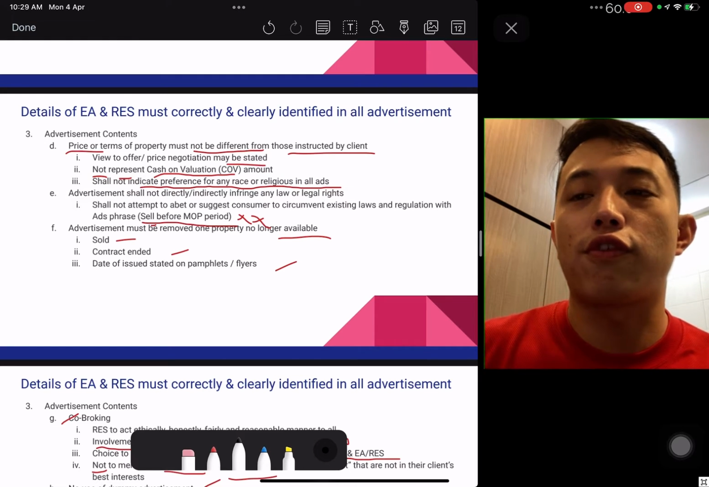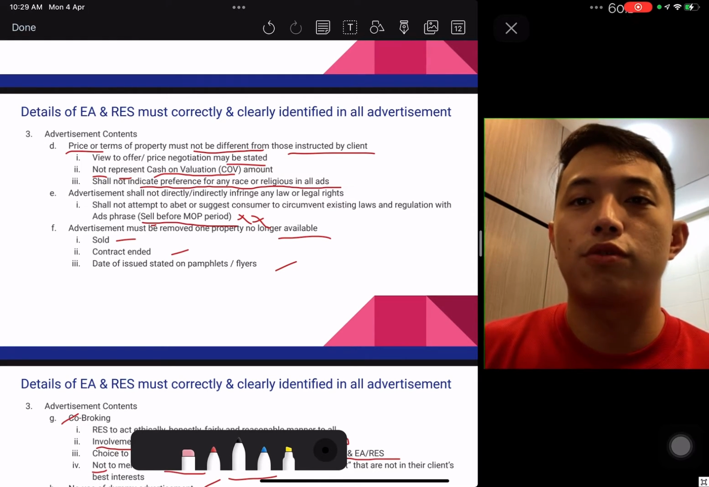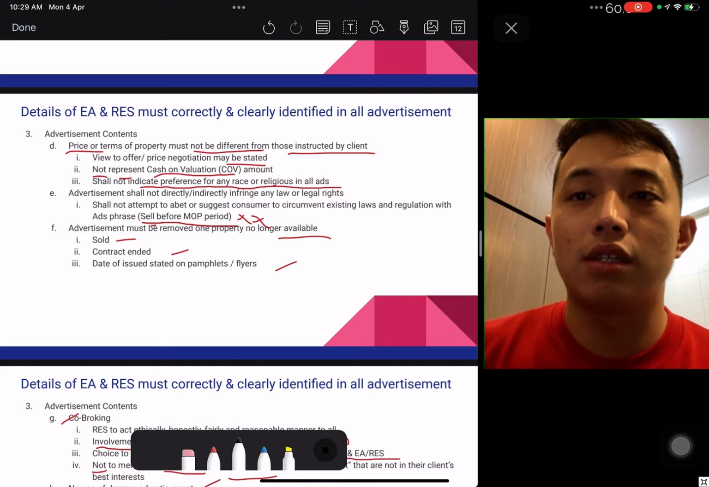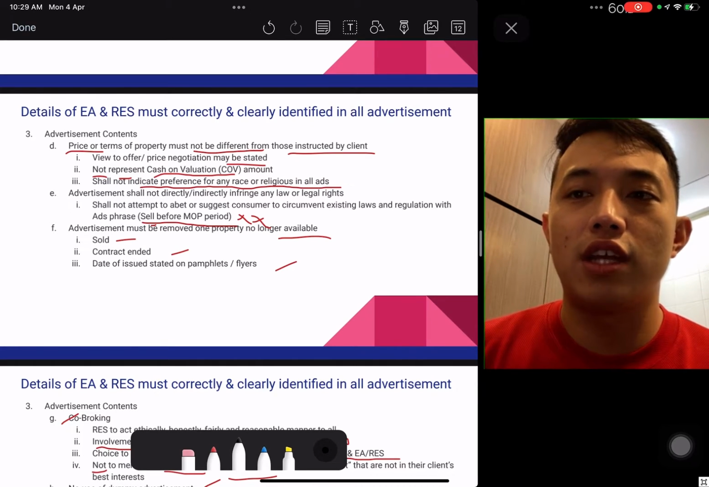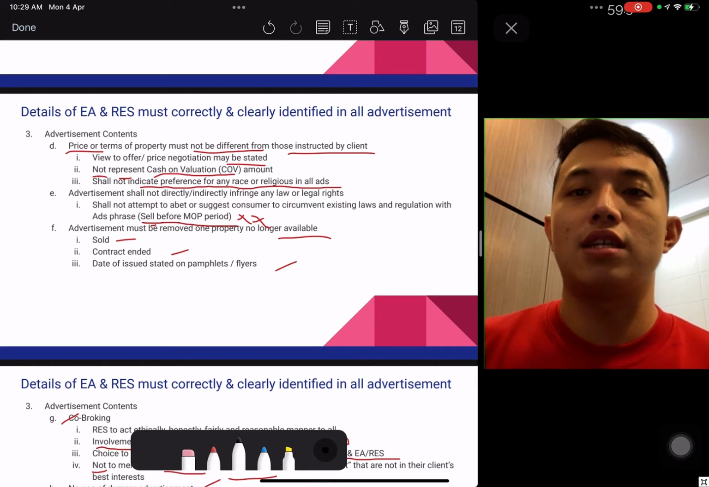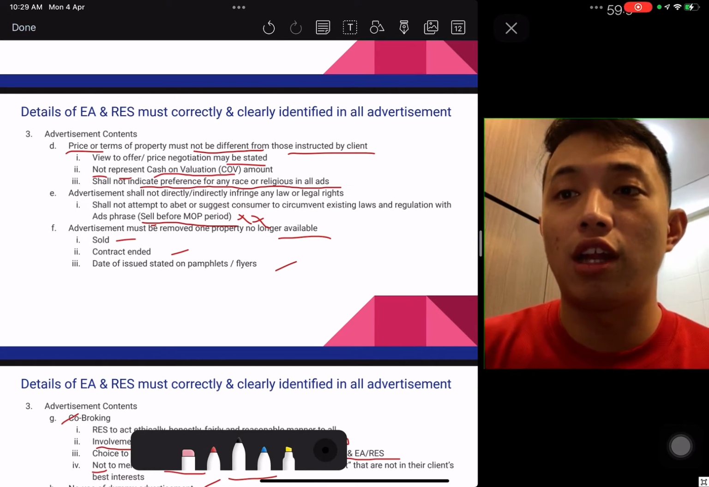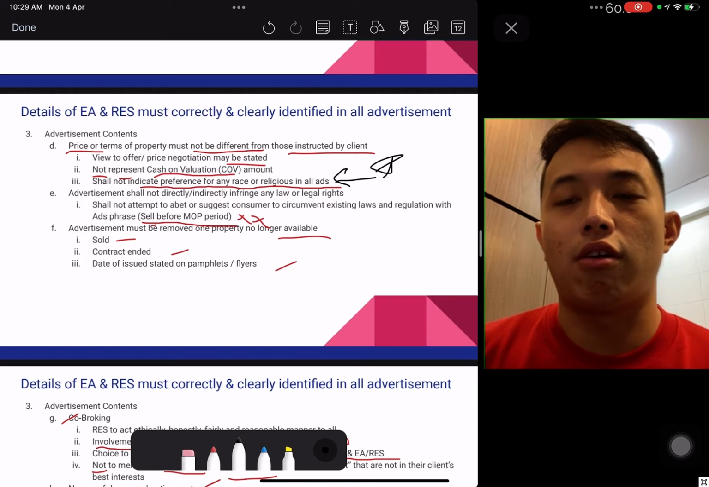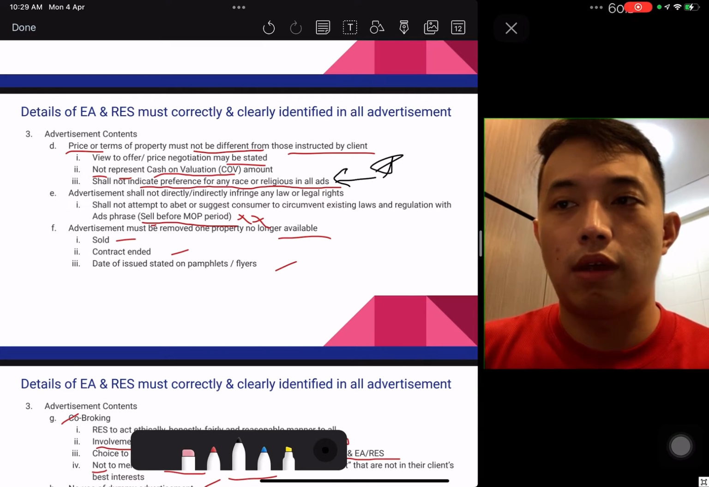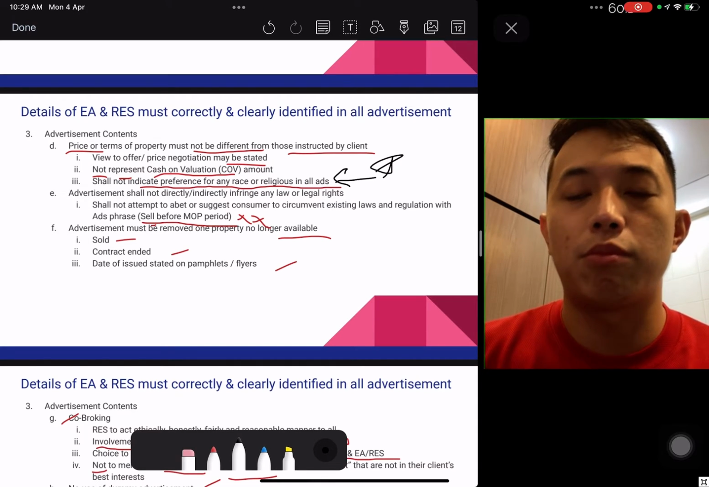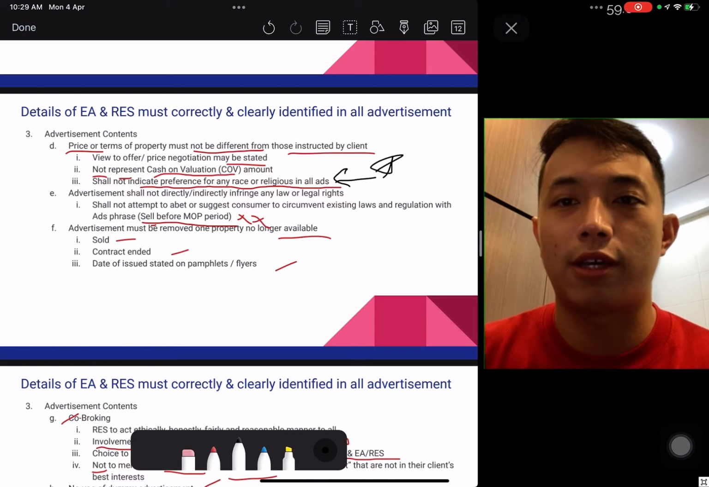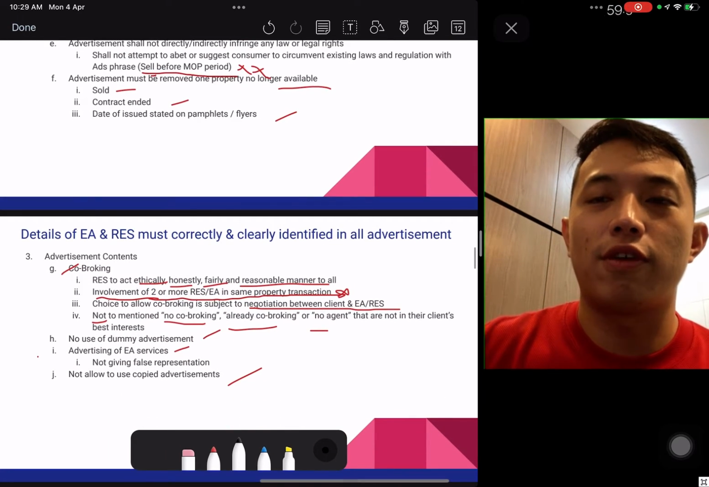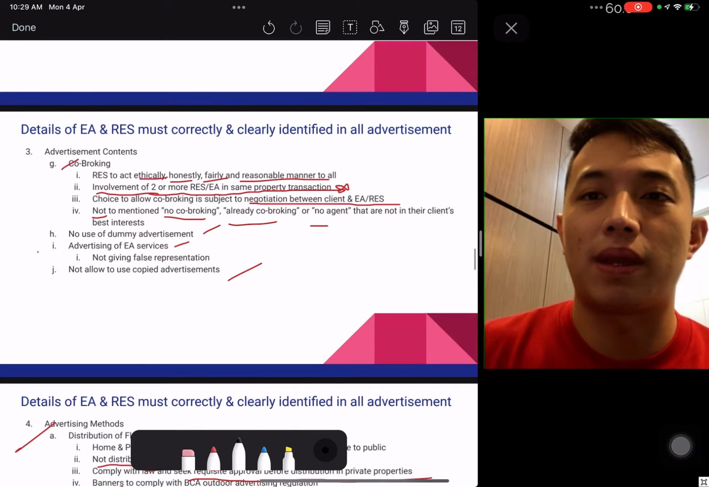Okay, the price must not differ from instructions from the owner. Any offers done, please go back to the owner. Do not state COV, 100% COV, or such things. You're not allowed to advertise on cash over valuation, or indicate any race or religion in any advertisement. Even if there's an EIP or national coverage quota, you are not allowed to state this, okay? All advertisements shall not infringe any law or regulation. So do not advertise such as sell before MOP, or getting them to sell when they are not allowed to sell, okay? You must remove the advertisement once the property is sold or the contract ends. If it is a flyer, please state the date of issue of the flyer so that you can prevent yourself from getting into trouble.